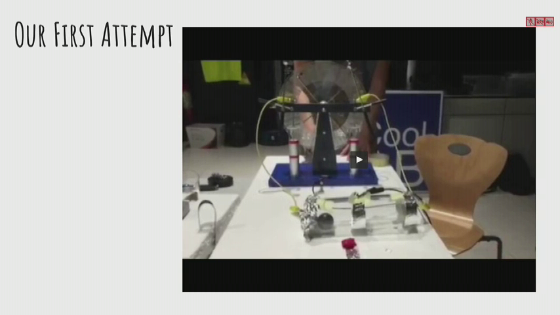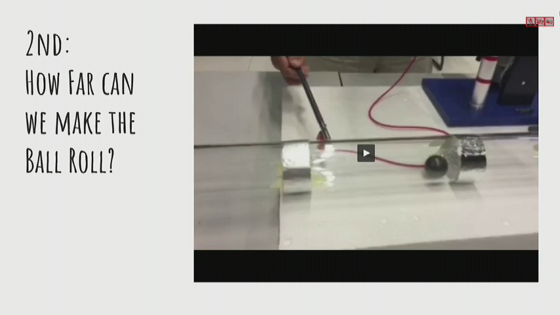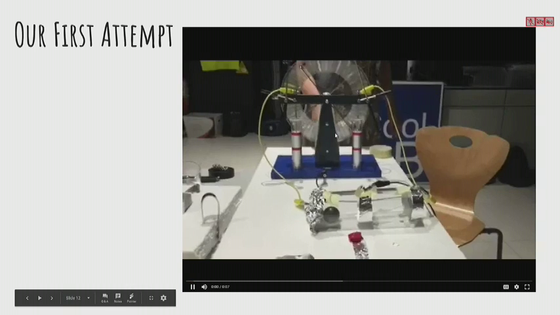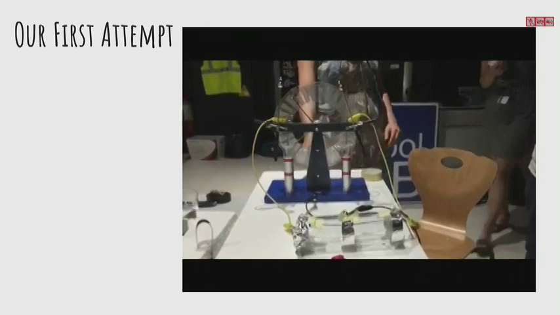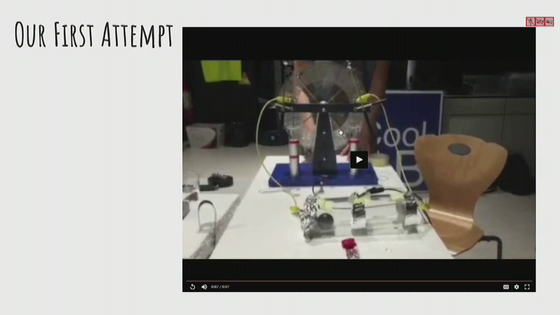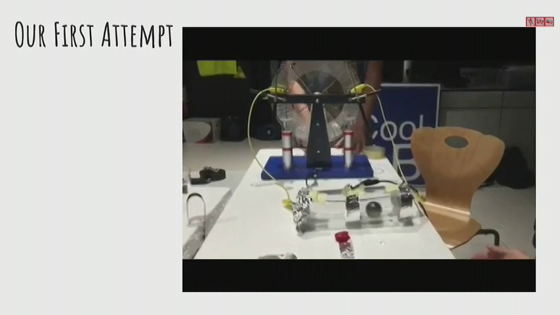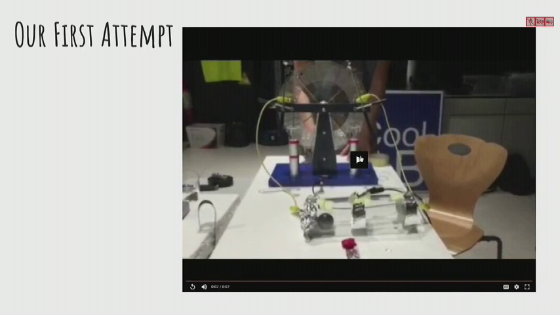And this is the first attempt. Okay, are you ready? Yes. Very good. Do you want to see again? Okay. Yes. Very good. Yeah, I know it's a little bit short.